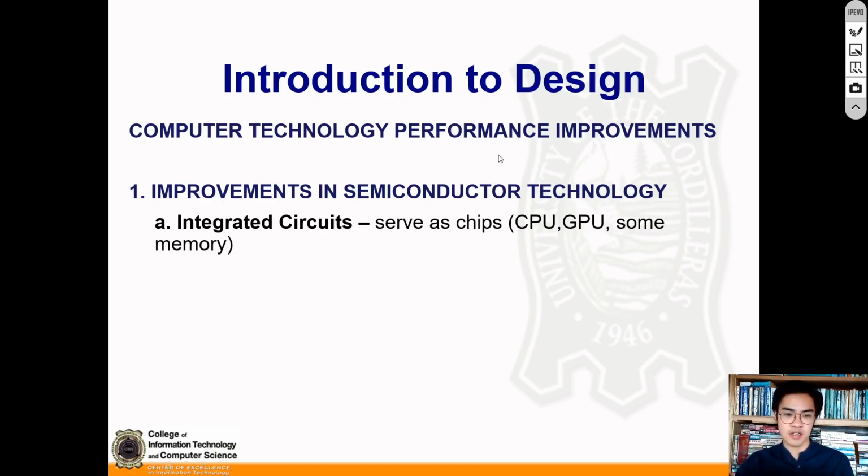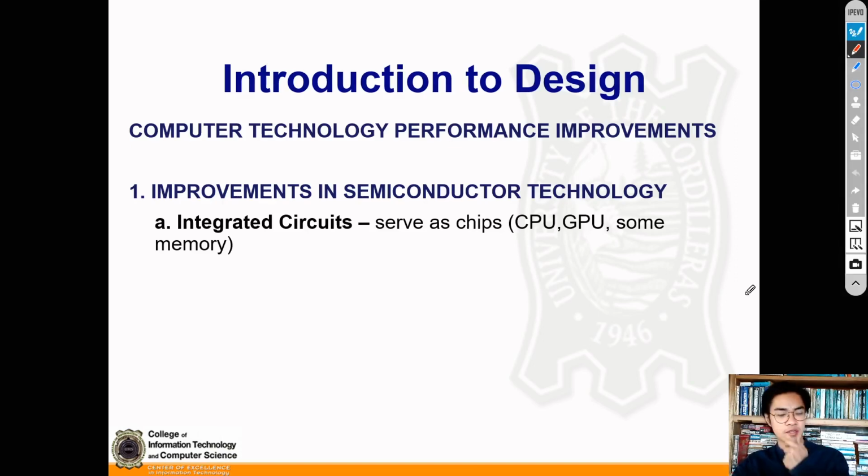Okay, first here is continuous improvement in integrated circuits. When we say integrated circuits, these are your chips. Any of the chips that run your various machines are integrated circuits. They can be used as your central processing unit or CPU. They can be used as your GPU or graphical processing units, and some memory modules as well. Right now, I would like to have an introduction on the difference between a single processor and a multiprocessor.